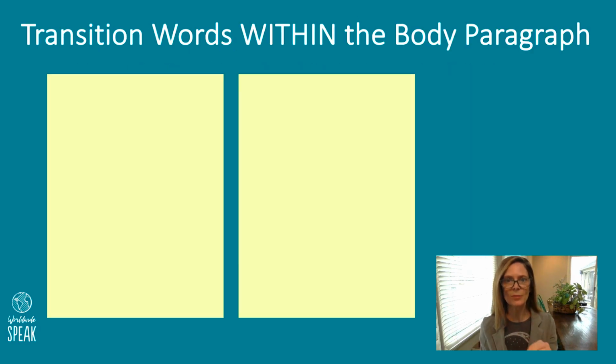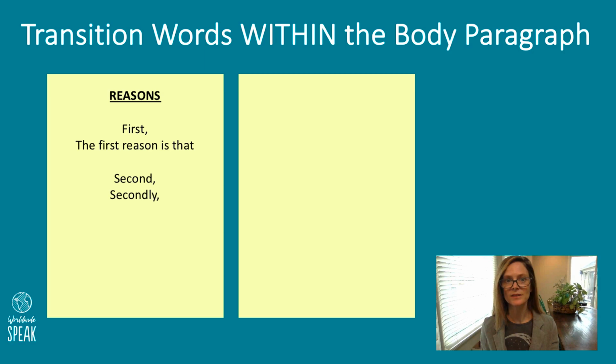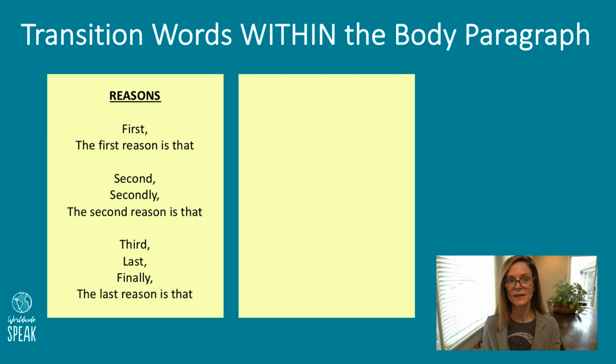Now, within that body paragraph, we use specific words so that the reader can follow along easily. These are called transition words. And when we have reasons, some of the transition words that we use, these aren't all of them, just a few examples, are first. The first reason is that. Second, secondly. The second reason is that. Third, last. Finally, the last reason is that.